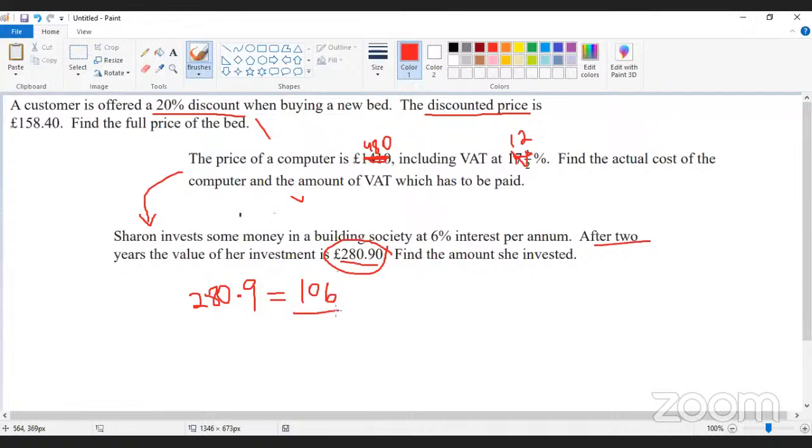Are you clear with that? I'm going on in the reverse process. So what is 100%? Because it is said 6% is received as interest per annum. So that is for 12 months. So this is said to be the amount which has already been added to the value of the investment. So 280.9 is of 106. Is that right or wrong? 280.90 is the given value, that is equal to 106. And what is 100? Is that right or wrong?